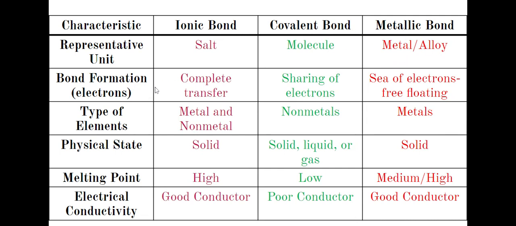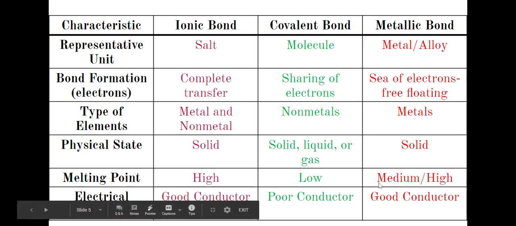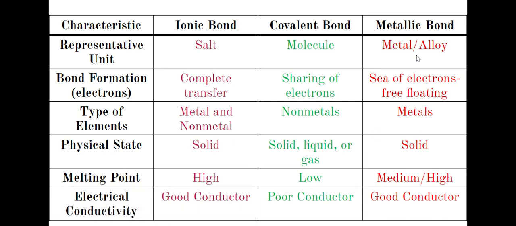How they form, so how do they share or transfer electrons? Which types of elements make them up? Their physical state, their melting point, and whether or not they're good or poor conductors of electricity. That's really it on metallic bonds. Spend some time just looking over this chart and familiarizing yourself with it. And we are all set on bonds for today.